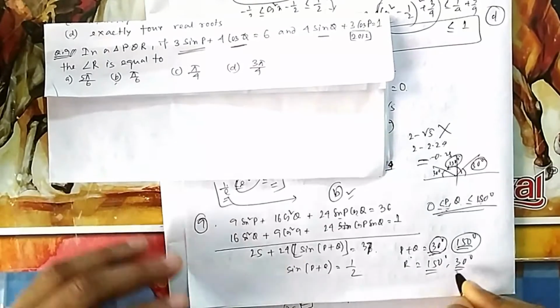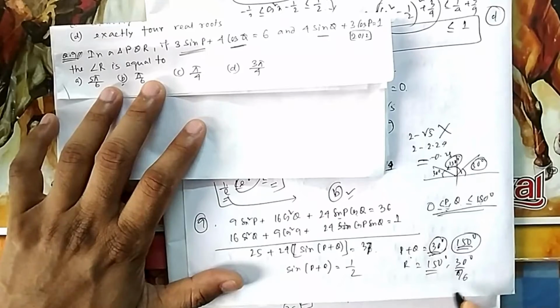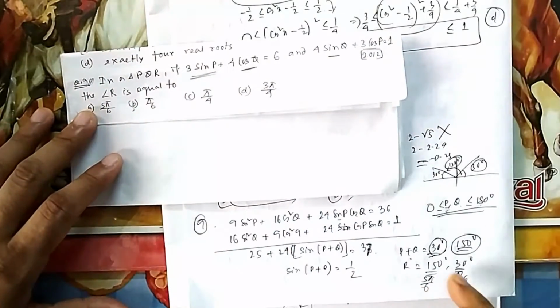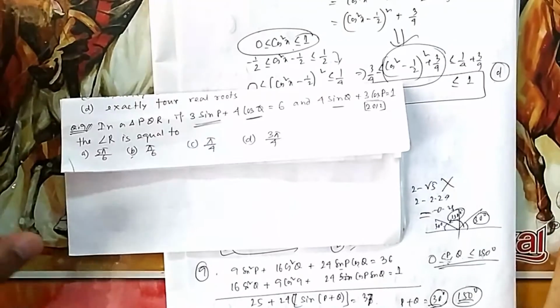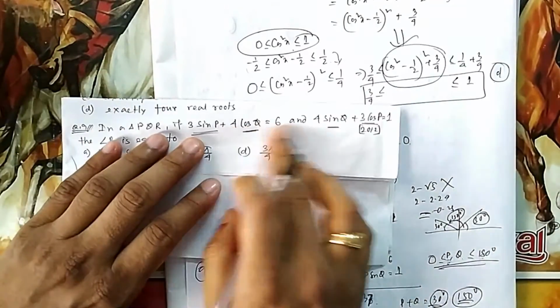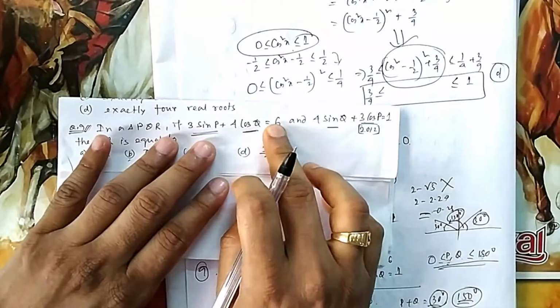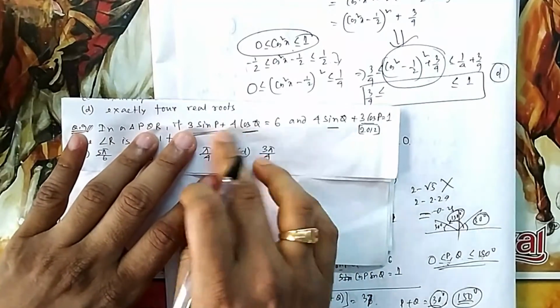So you see both the options are given, 5 by 6 and 5 pi by 6. So now you have to eliminate one, because it is only one correct option. It is not a multiple correct option. Even if it is a multiple correct option, you have to check which one is satisfying. Now if you see this equation, because it is going up to 6, we have to see whether it can go up to 6.